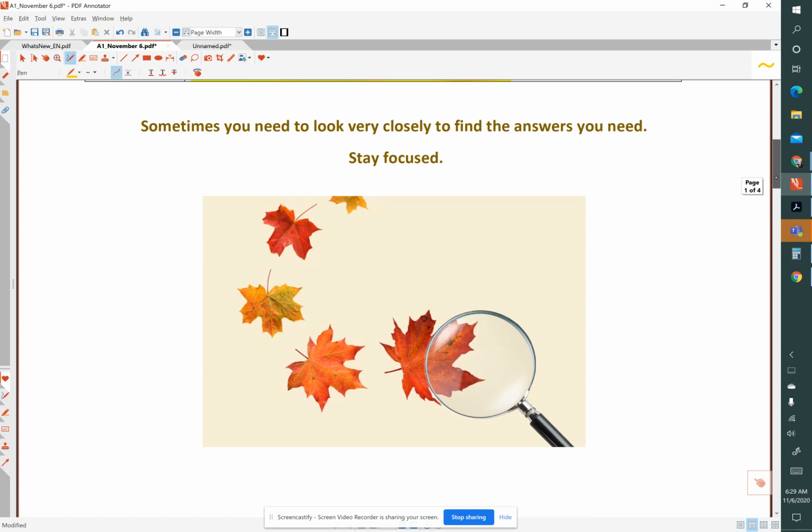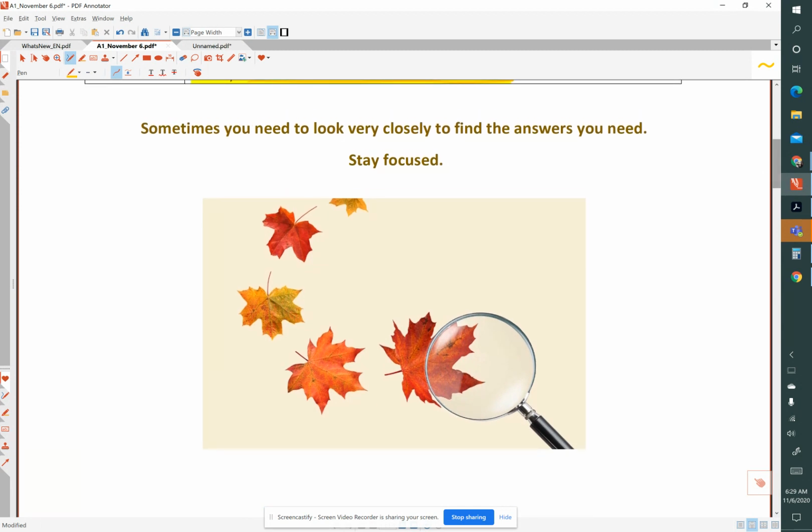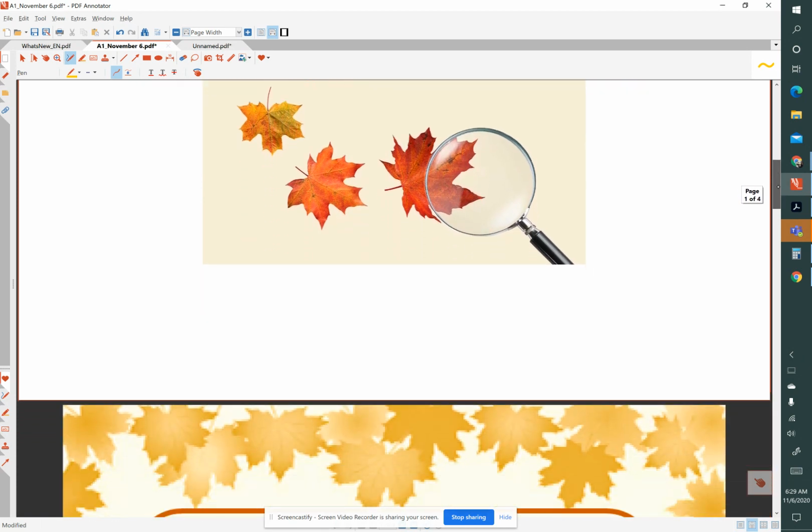So remember, sometimes you need to look very closely to find the answers you need. And I hope you find all the answers in today's Do Now and in today's lesson. I know you'll be great.